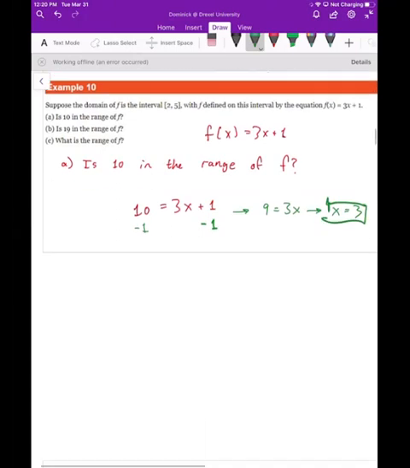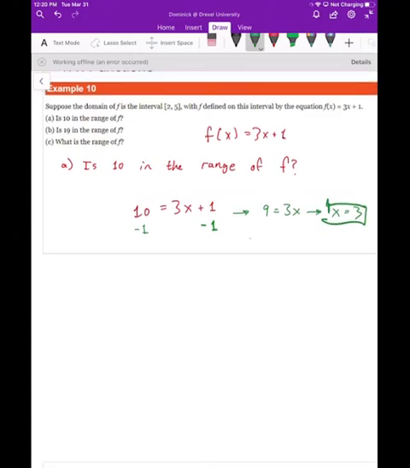All right, so now the question becomes, is 3 in the domain? And of course, our domain is 2 to 5, and 3, of course, is between those numbers. So the answer, of course, is yes. So then that means that 10 is in the range, because we are able to find an x value in our domain that brought us to that value of 10.